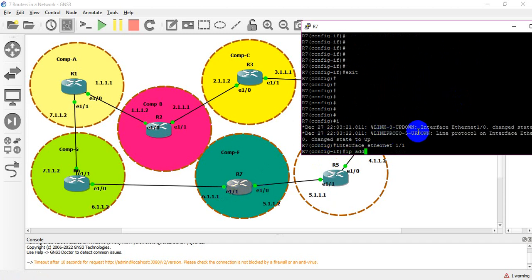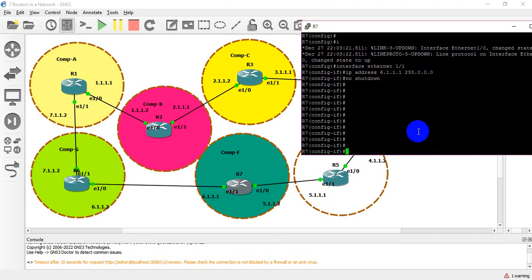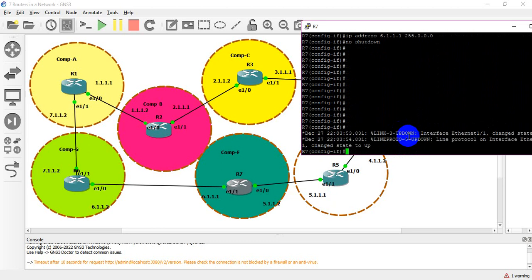Right here, to configure this routed port to which you can assign an IP address, write IP address 6.1.1.1, of class A, and the subnet mask of class A is this one, 255.0.0.0, and right here no shutdown to make this port up for communication. As you can see, the result changes state to up from down, because a routed port is down by default for communication.